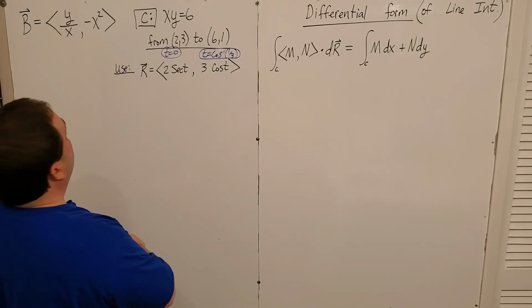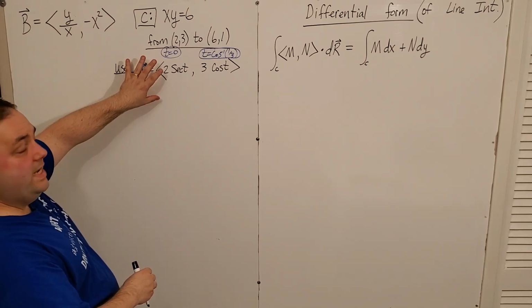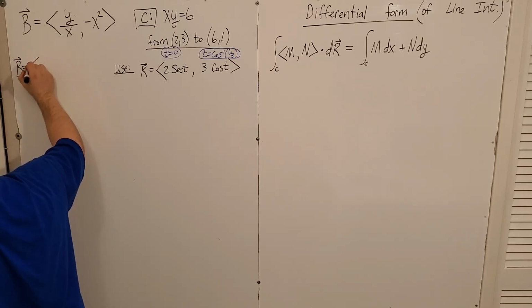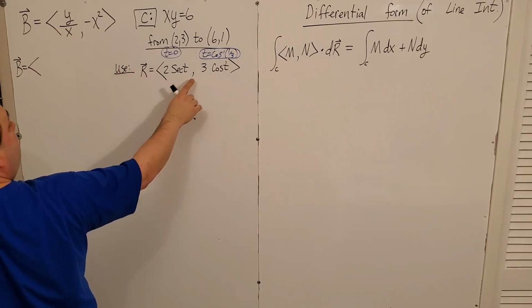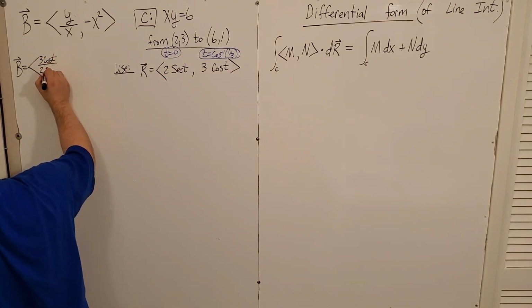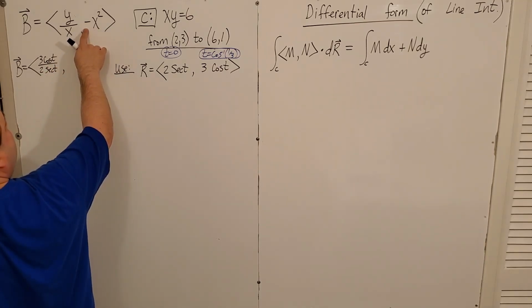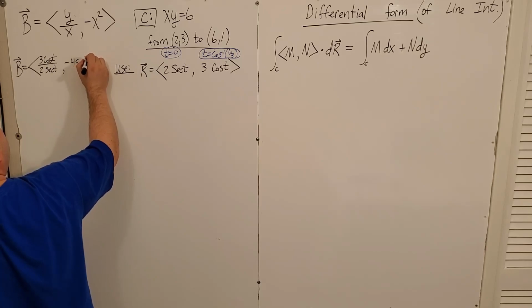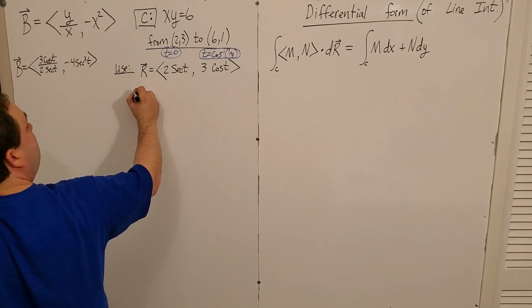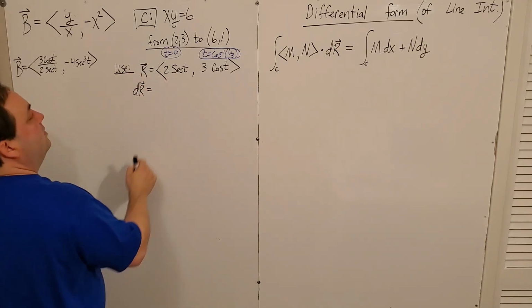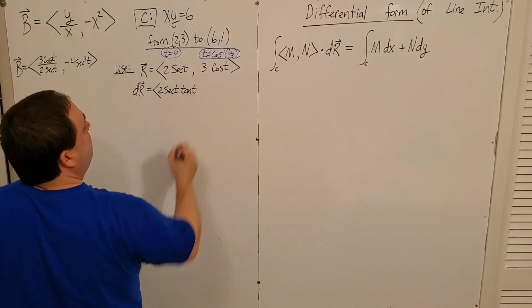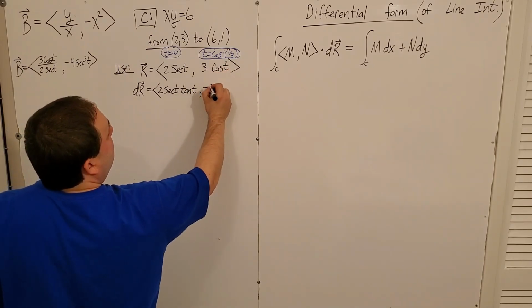Okay, so to set up my line integral, I'm going to do b dot dr. So first of all, b, after I set it up, is just y over x, so that's 3 cosine over 2 secant, and then negative x squared. So that'll be negative 4 secant squared t. That'll be my vector field. And then I need my dr. So the derivative of secant is secant tangent, so secant t, tangent t. And of course the derivative of cosine is negative sine.